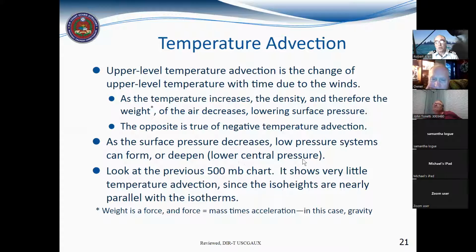So causing a lower central pressure, that's going to mean a deepening low, which is going to mean more intensity. If it happens in winter, it could mean we get a whole bunch of snow out in front of it up in the Northeast. So if you look at the previous 500 millibar chart, it shows very little temperature advection since the iso heights are nearly parallel with the isotherms.